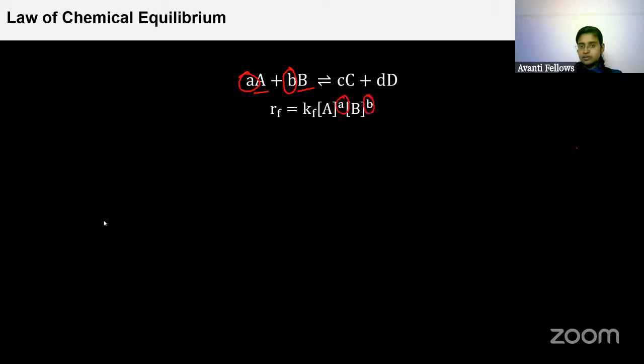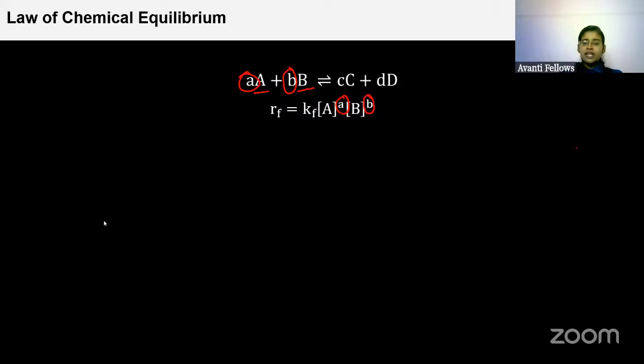Now, if I take some other reaction, like aA plus bB giving cC and dD kind of reaction, what will be the formula for Rf? It will be Kf into the reactants. So we have two reactants, A and B, and also we have the stoichiometry coefficients. So those stoichiometry coefficients have to go to the power. So Rf is equal to Kf into [A]^a into [B]^b.